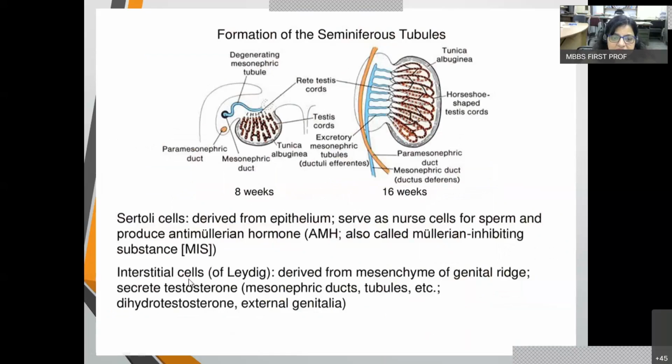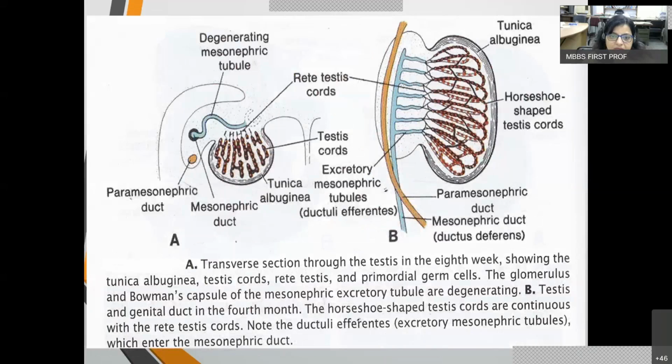So Sertoli cells, as I've told you, secrete anti-Mullerian inhibiting substance, and they serve as nurse cells for sperm. Whereas the interstitial cells of Leydig secrete testosterone, ultimately forming the male genitals. Now, this is how the male development is taking place.